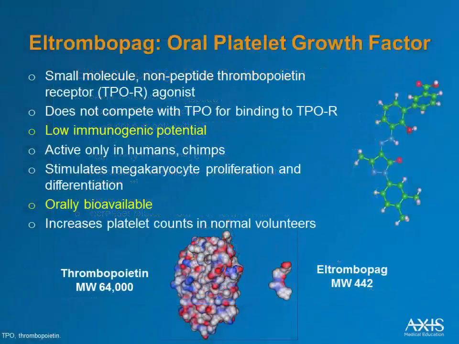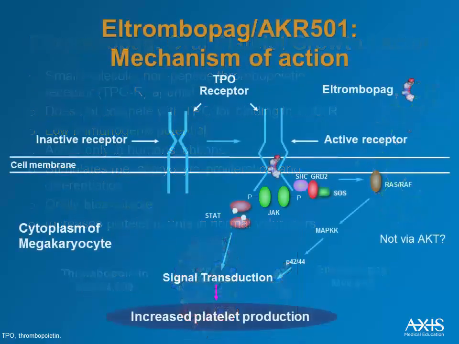Eltrombopag, in contrast, is a small molecule. You can see in the bottom that it's less than 1/100th the size of native thrombopoietin. Because of this, it's orally bioavailable and not immunogenic. We discussed already the issues of diet that are the main limitations of its use.